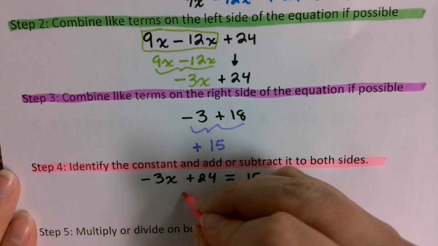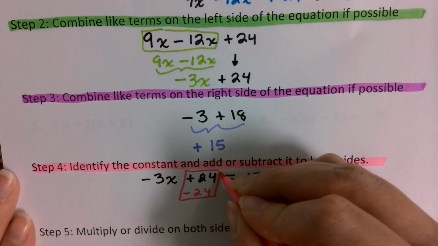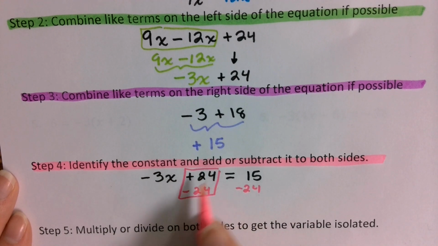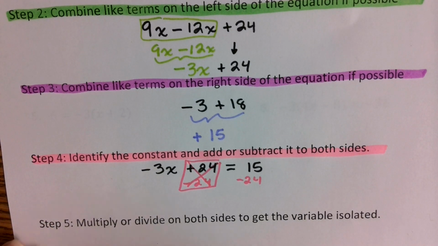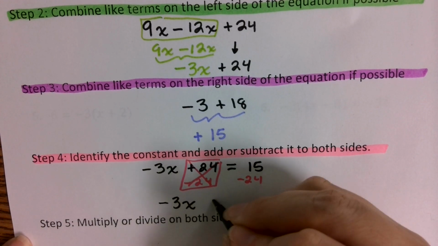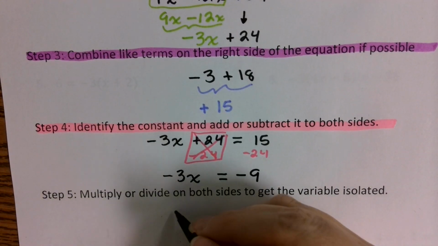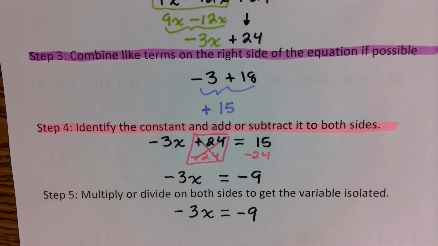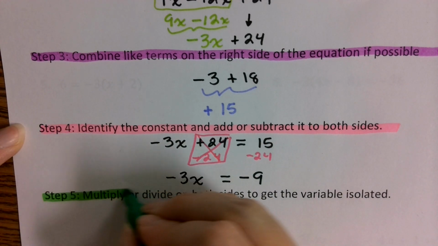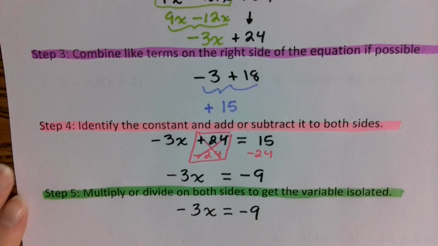Subtract. And we're going to subtract 24 on both sides of that equal sign. So remember, our goal was to create a zero pair. It zeros out. And we're now left with negative 3x is equal to negative 9. From there, it's now a one-step equation. We can go ahead and multiply or divide by the coefficient or the divisor on both sides.